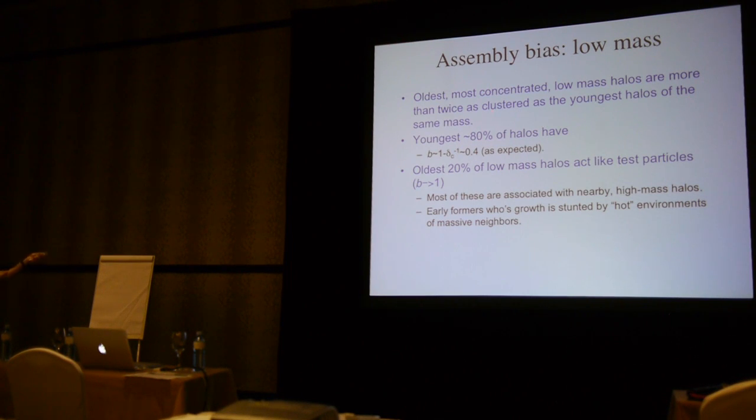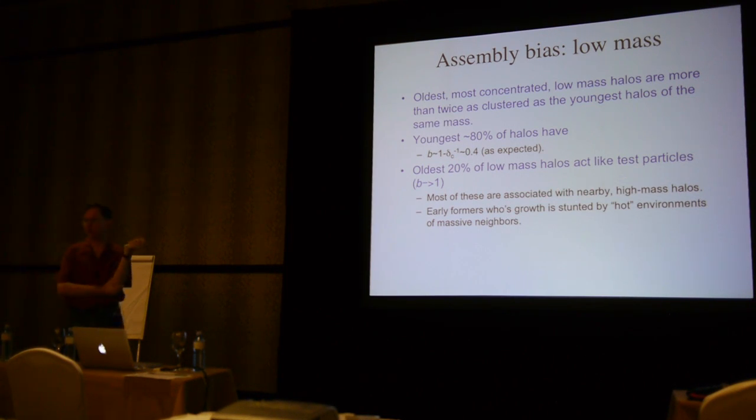So the youngest 80% of halos behave exactly as expected from the normal, in quotes, bias theory. The oldest 20% of low mass halos have a bias very close to 1. And that kind of makes sense. These things are extremely low mass and they formed very early. So they're just acting much like the dark matter is acting, right? They're just moving around just like test particles in this flow. So not surprisingly, as the structure grows, their bias is driven to 1, meaning they act just like the dark matter, they become unbiased.